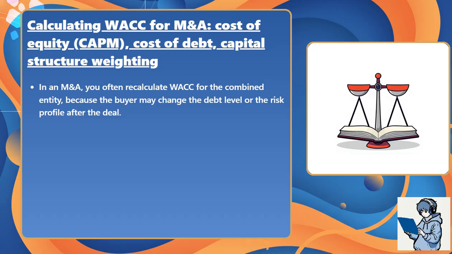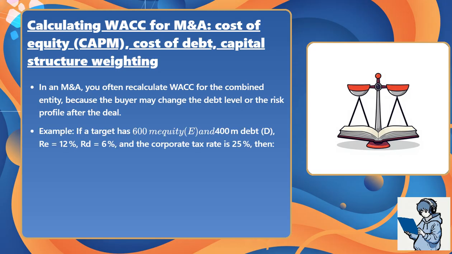In an M&A, you often recalculate WACC for the combined entity, because the buyer may change the debt level or the risk profile after the deal. Example: if a target has 600 million equity, E, and 400 million debt, D, RE equals 12%, RD equals 6%, and the corporate tax rate is 25%, then WACC equals 600 divided by 1,000 times 12% plus 400 divided by 1,000 times 6% times 1 minus 0.25, equals 7.2% plus 1.8% equals 9.0%.